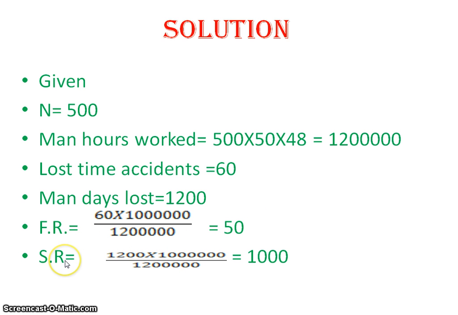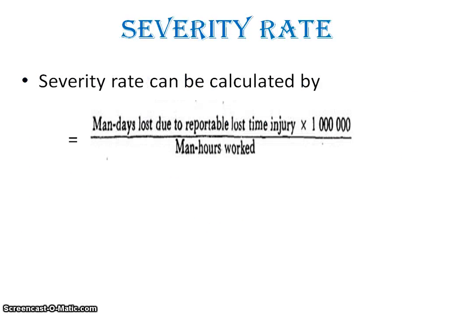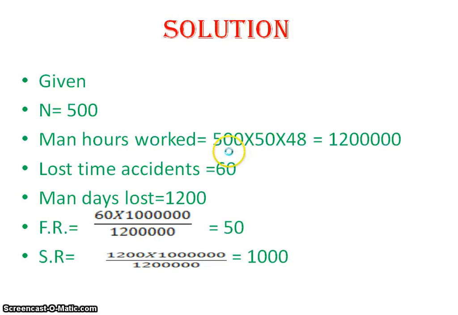Next we are going to calculate the severity rate. Before that, we'll recap the formula. Severity rate can be calculated by man days lost due to reportable lost time injuries into 10 to the power of 6 divided by the man hours worked. Now substituting in this problem, the man days lost given is 1200. So 1200 into 10 to the power of 6 divided by the total man hours worked, which we have already calculated. By substituting we get an answer of 1000. So the frequency rate is 50 and the severity rate is 1000.